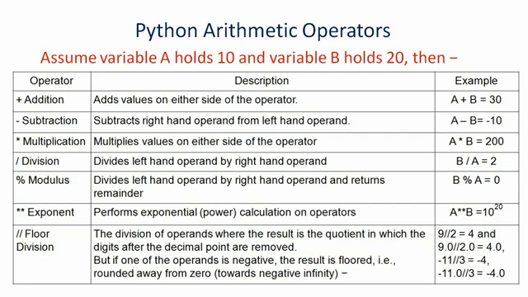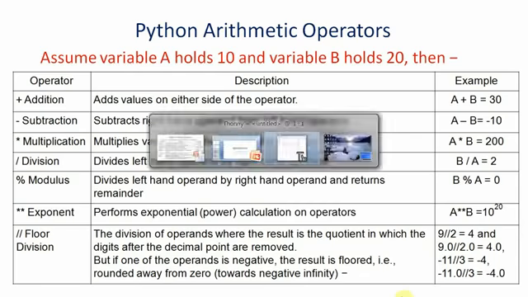Exponent performs exponential power calculation on the operators. a ** b is equal to 10 raised to power 20. Floor division: the division of operands where the result is the quotient in which digits after the decimal point are removed. But if one of the operands is negative, the result is floored, that is rounded away from 0.